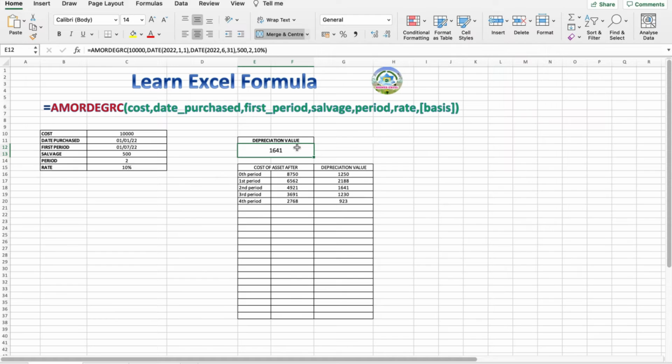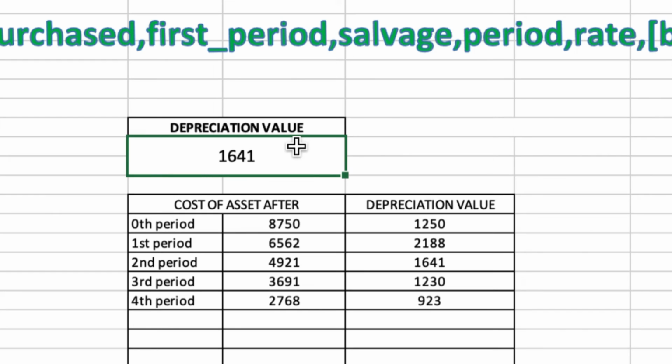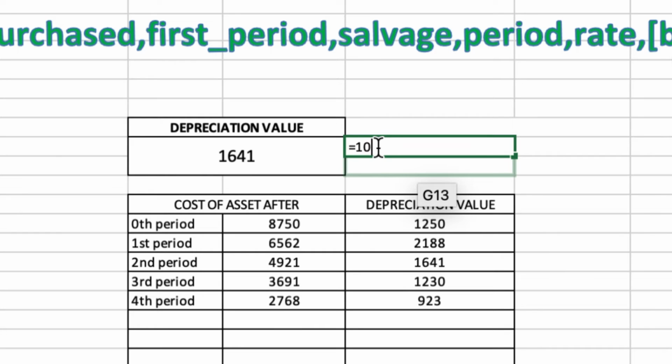What does this 1641 show? After the second period, the value has declined by 1641. So what would be the value of that product now? You can calculate it. The value of the product is equal to the cost, which is 10,000, minus 1641. So now after 2 periods, the value of that product is 8,359.